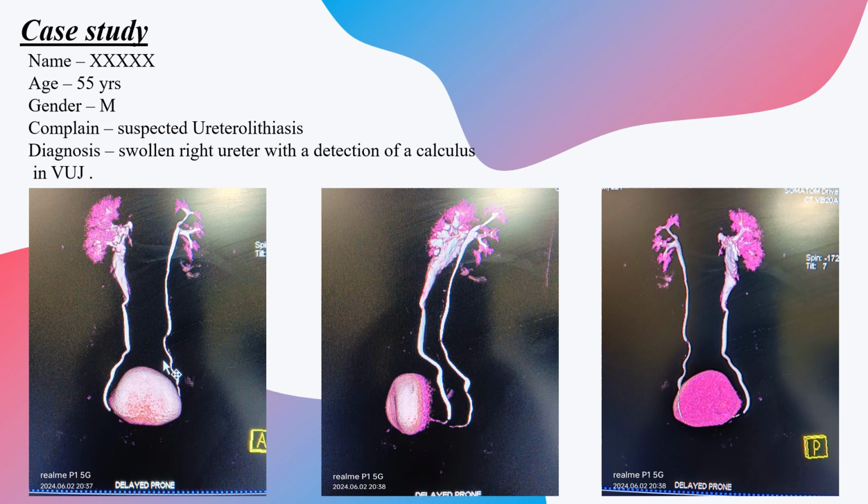Here we can see this is the swollen right ureter, and in this lateral image, you can see there is a gap between the bladder and the ureter, and there can be a suspected calculus in the vesico-ureteric junction. This is the anteroposterior urogram. This is the lateral urogram. This is the posterior part of the urogram.